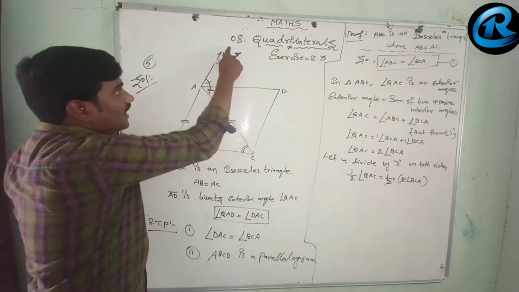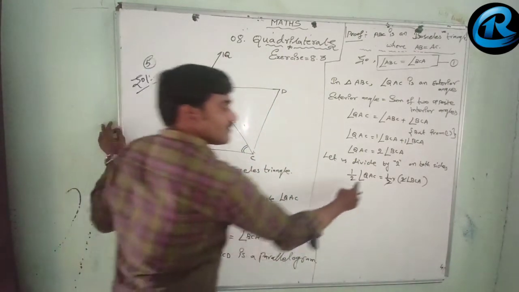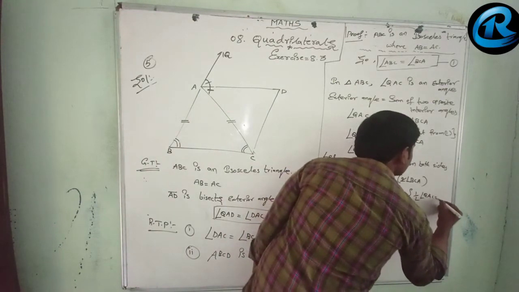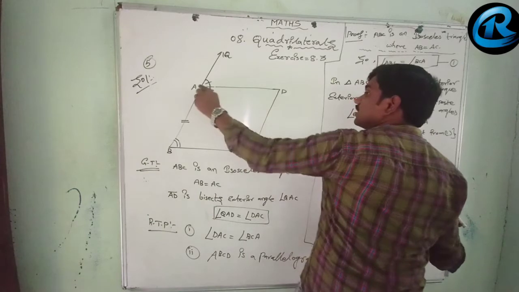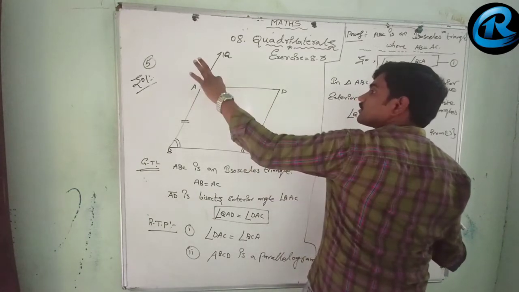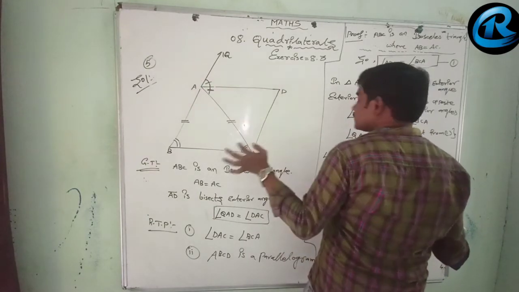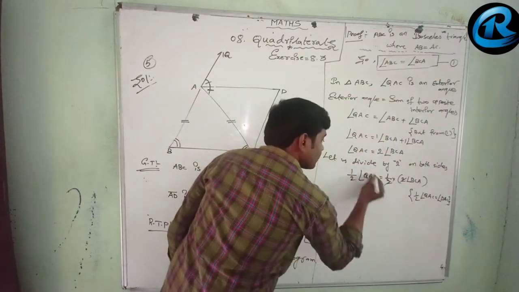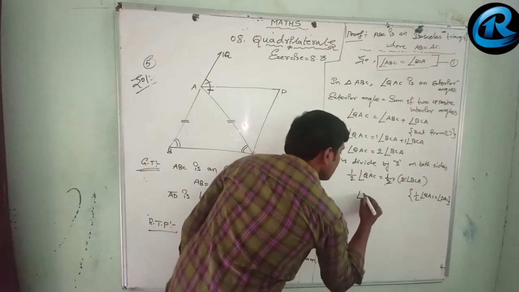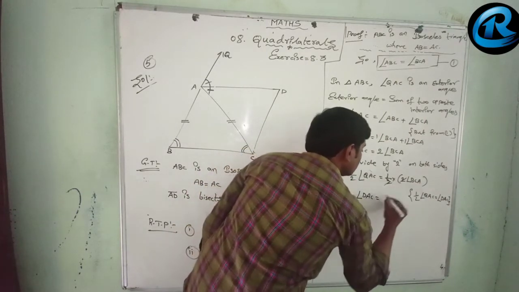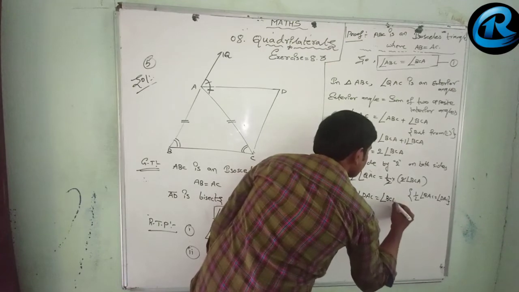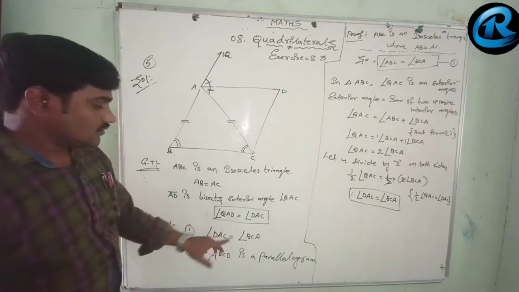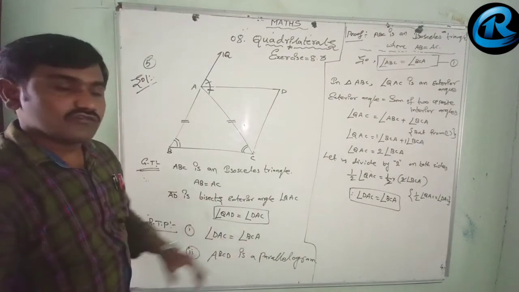Half of the angle QAC is nothing but what we require, DAC. Half of this whole angle is angle DAC. So instead of this, I will now write half of the angle QAC equal to angle DAC equal to angle BCA. Finished now, the proof number 1.